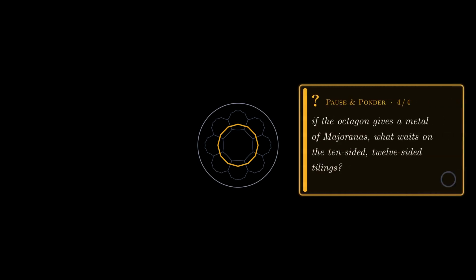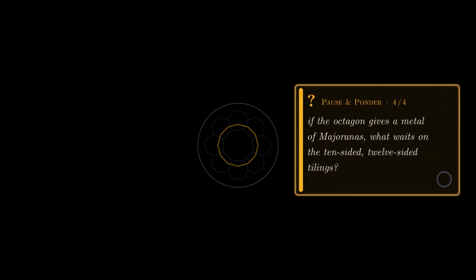And one last thing to leave you with, which I am not going to answer. We did all of this on the 8-sided tiling, but there is a whole infinite family out there, 10 sides, 12, and on, each one bending space a little differently. If the octagon hands you a metal of Majoranas, what do you suppose is waiting on the others?